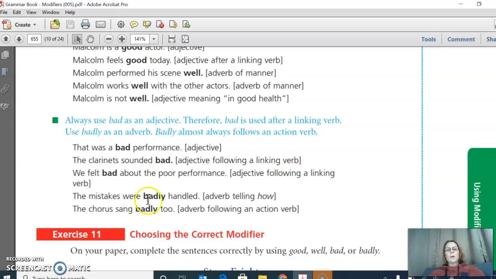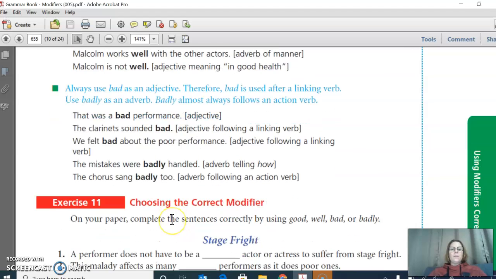And then the mistakes were badly handled. Now we're looking at to what extent were they handled, or how were they handled? Badly. And so that's the adverb describing handled. And then lastly, the chorus sang badly too, describing how they sang. And again, sang is a verb. So hopefully that makes sense.